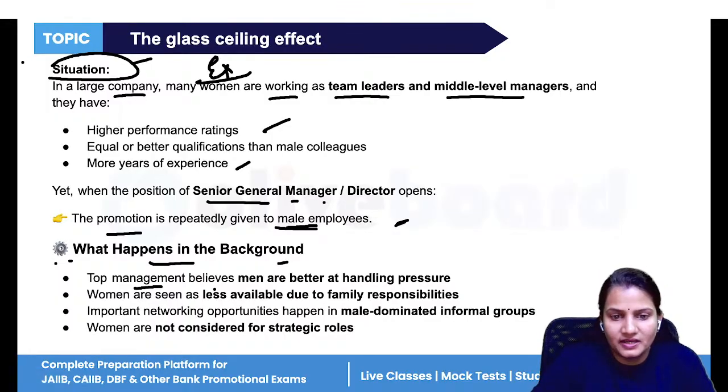So top management believes men are better at handling pressure. Women are seen as less available due to family responsibility. So that is what the glass ceiling effect is.